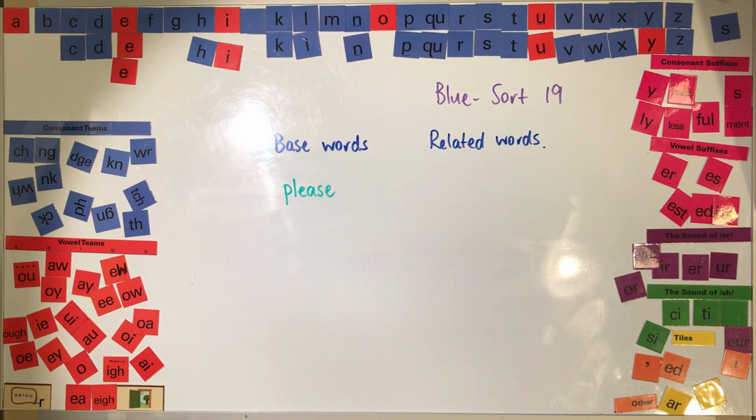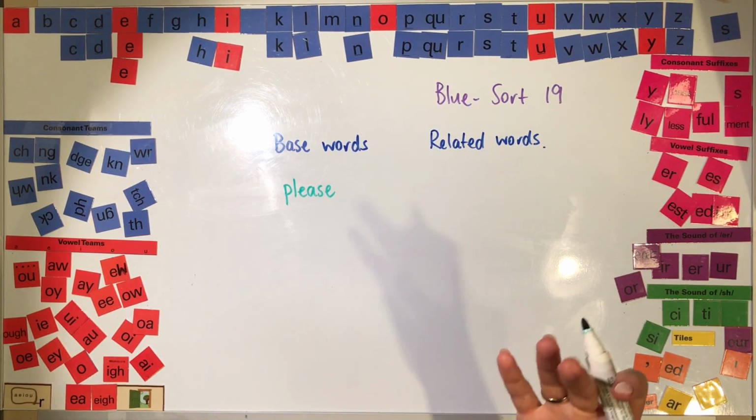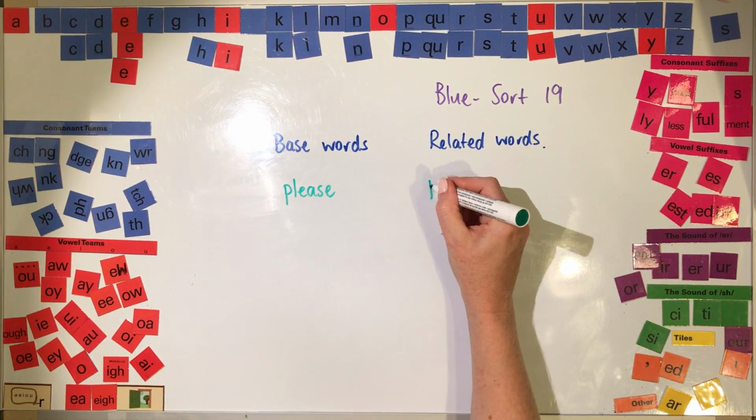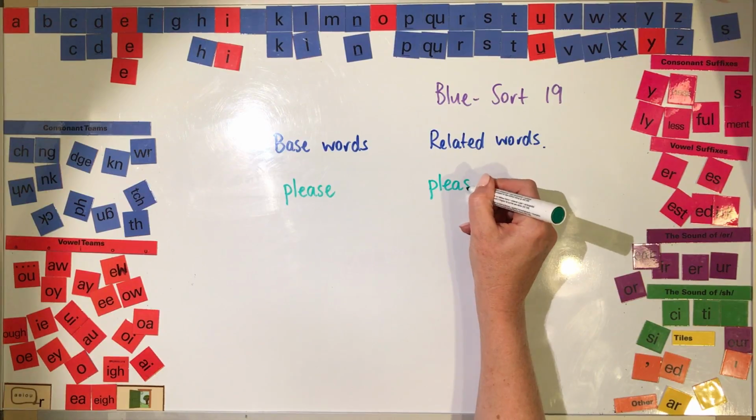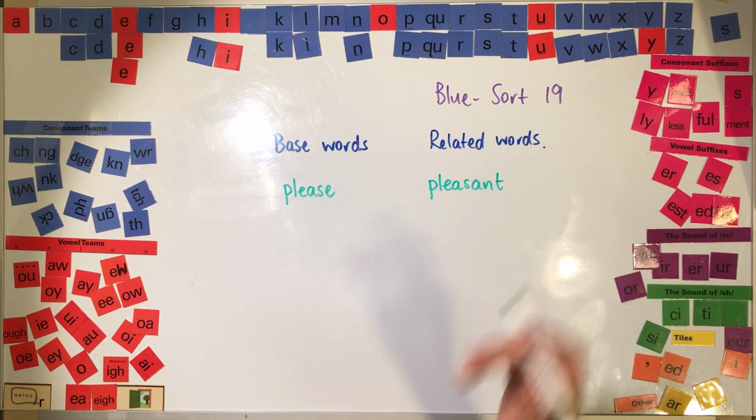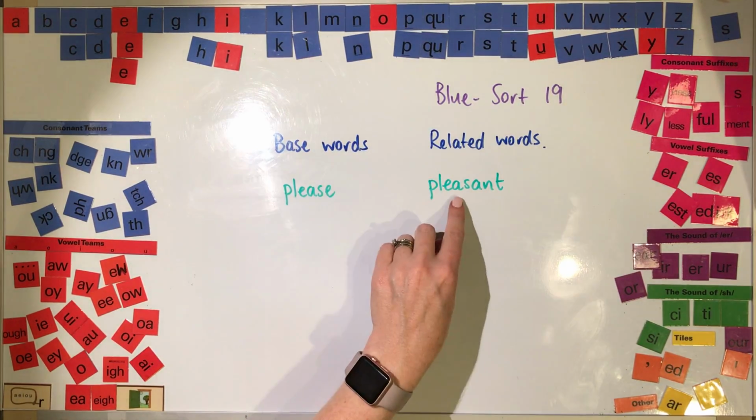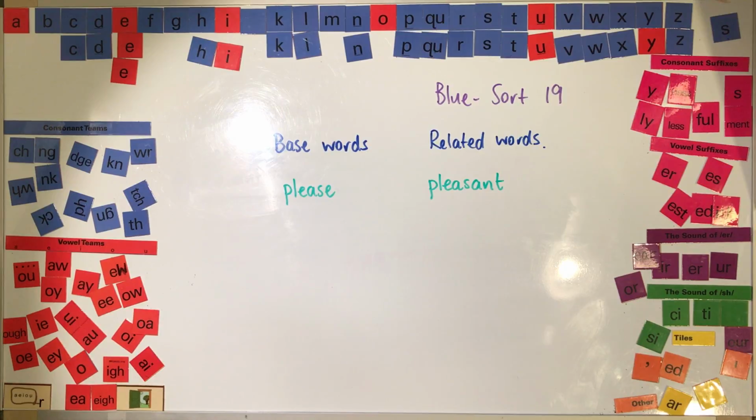Now, they sound different, please and pleasant. It's not pleasant, but we hopefully know that pleasant is to please, so they are related. So the fact that they're related gives you a hint that the spelling will be consistent, even though the sound has changed. Pleasant. So that's how you spell pleasant. But if you didn't think about the fact that it was related to please, you might not put that A in there. Okay? So this is how we're using base words to help us spell related words.